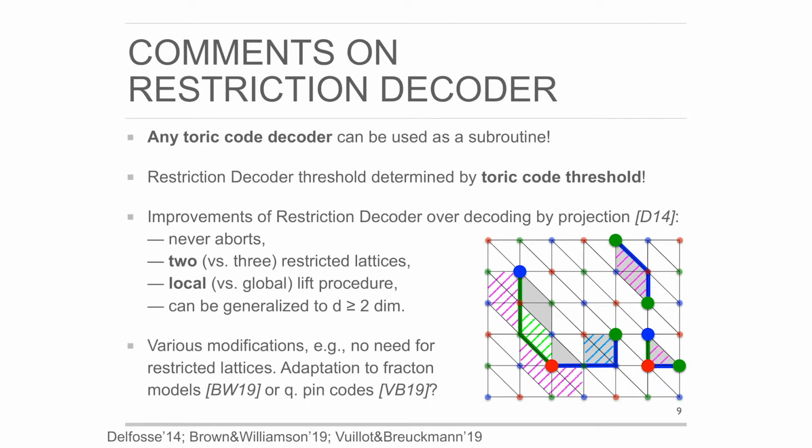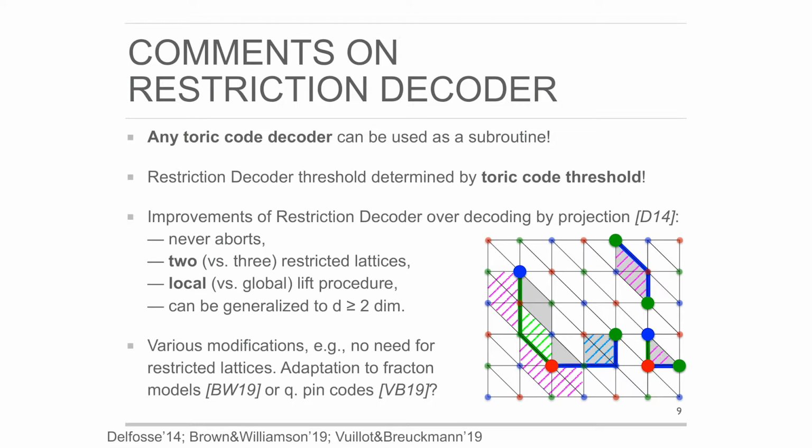So now I'd like to make a couple of comments on the restriction decoder. I would like to emphasize that any toric-code decoder can be used as a subroutine in the restriction decoder. Also, the restriction decoder threshold is determined by the toric-code threshold. Also, I would like to contrast the restriction decoder with a previously considered strategy called decoding by projection. The restriction decoder can be viewed as an improvement and a simplification of decoding by projection.